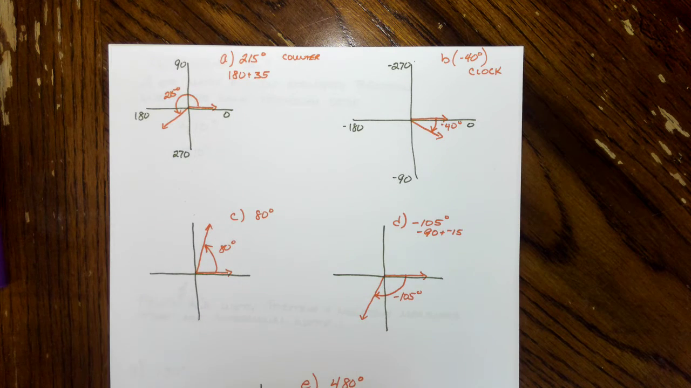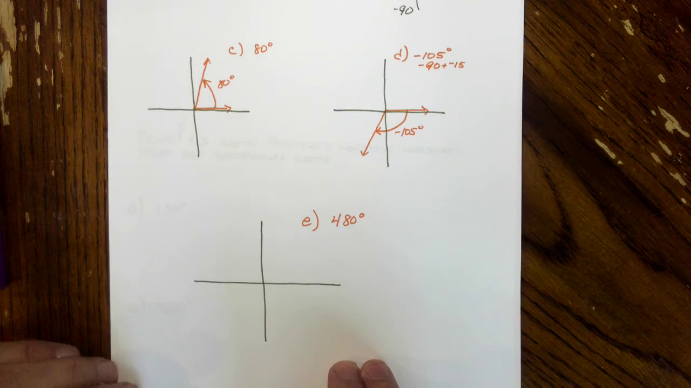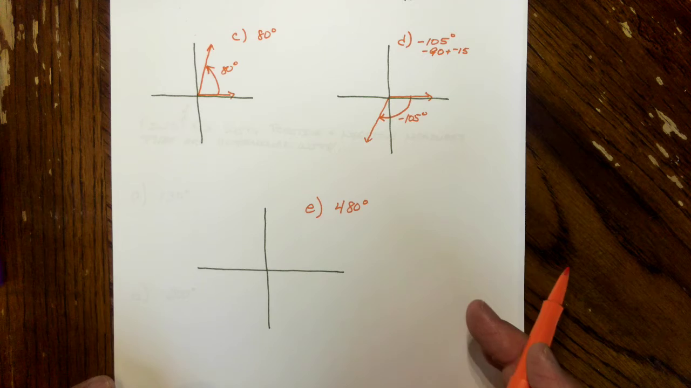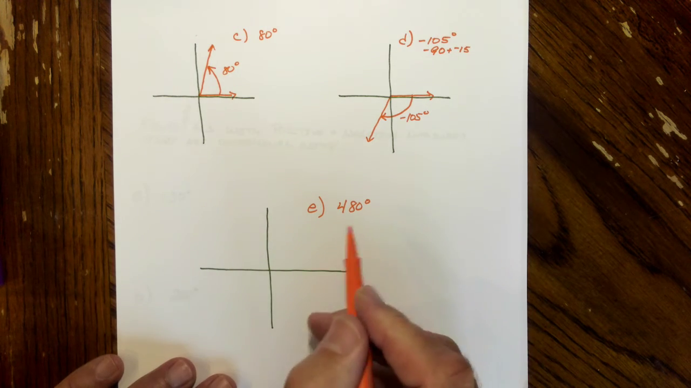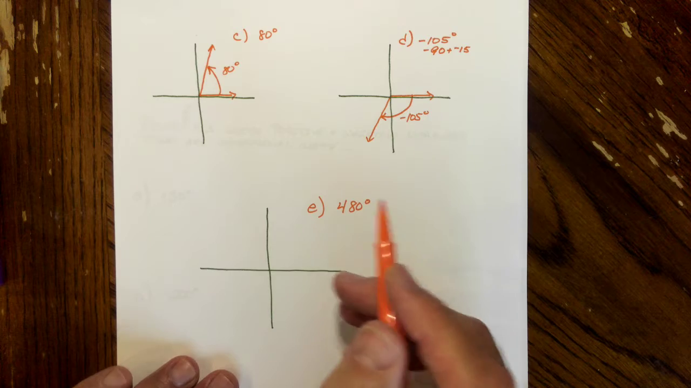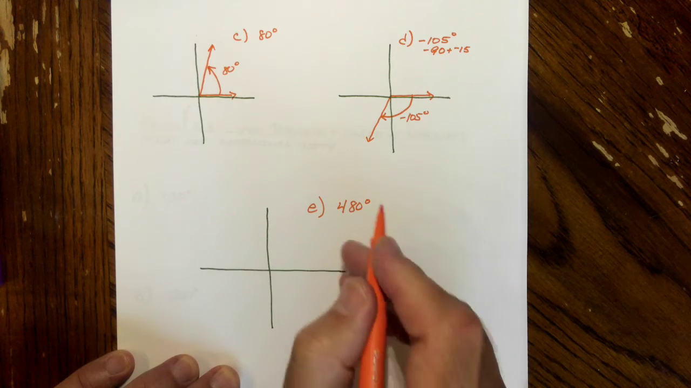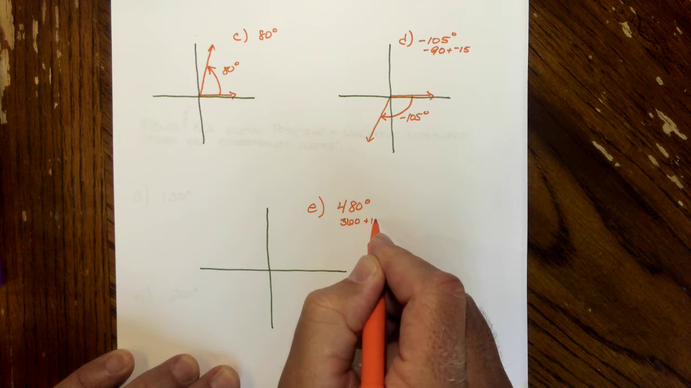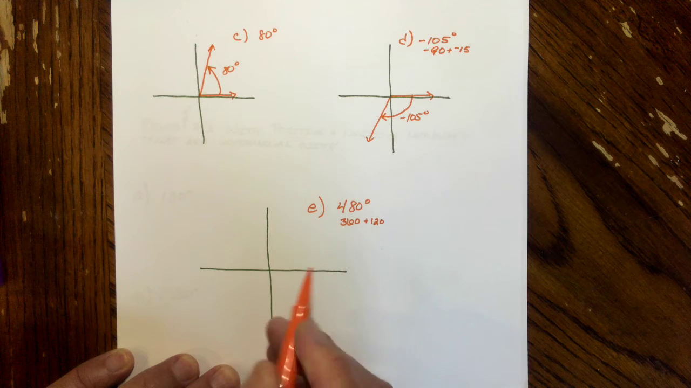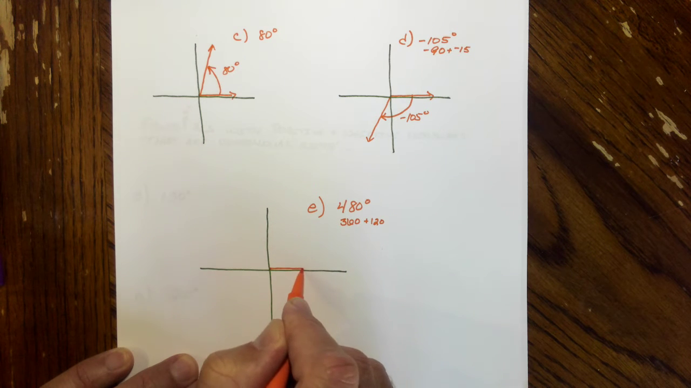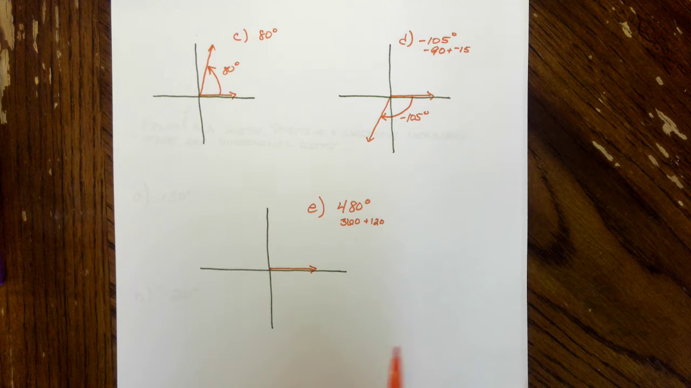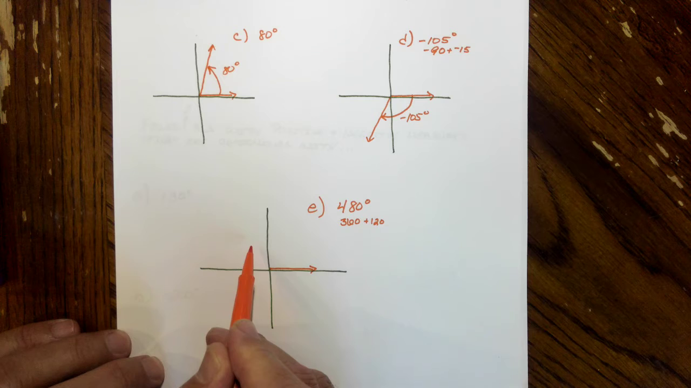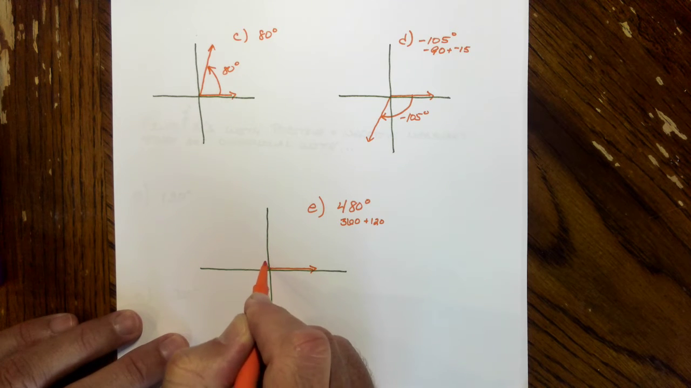Okay, so now this is where I'm curious as to what you came up with. As I'm looking at this, I got a 480 degree angle to do. So I should know that that's going to be at least one full revolution, one complete circle. So 360 degrees plus another 120. So here's my initial side. I got to go a full 360 and then another 120. So my terminal side is going to look like this.